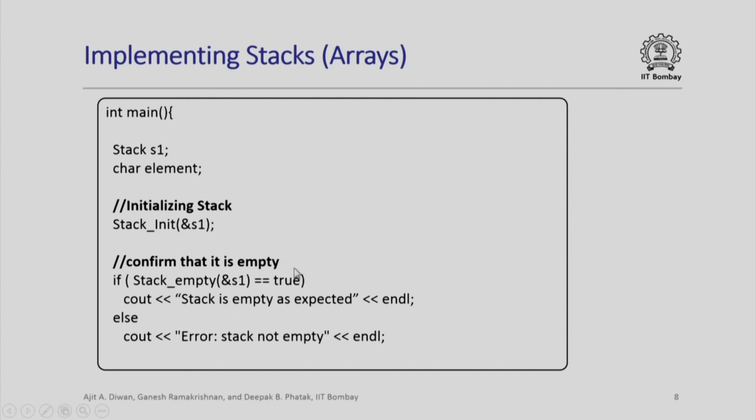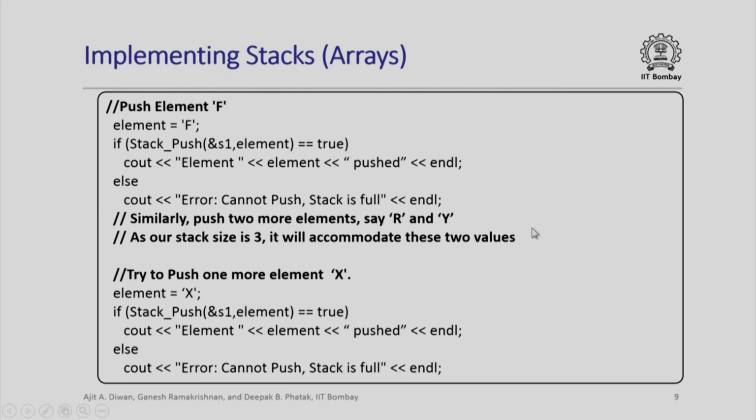Note that it is not required to be done here because the stack is empty indeed, because we are starting the program, but this is just an illustration. So if stack is empty returns true, then "stack is empty as expected" is what we print. Otherwise, we print an error, "stack is not empty." Of course, we would expect that when the main program is executed, we will get a message "stack is empty as expected." Having confirmed that stack is empty and having initialized the stack, we will now start pushing elements.